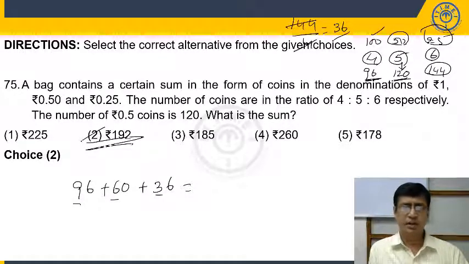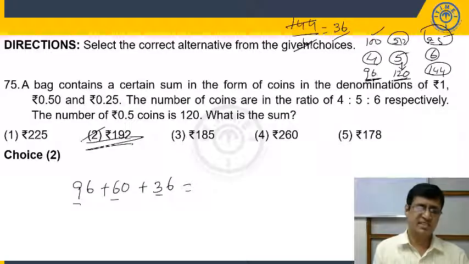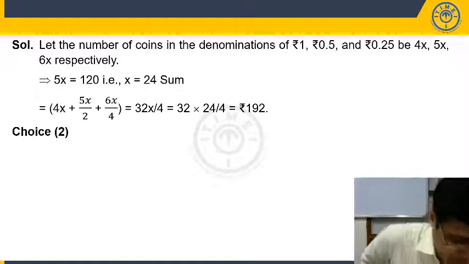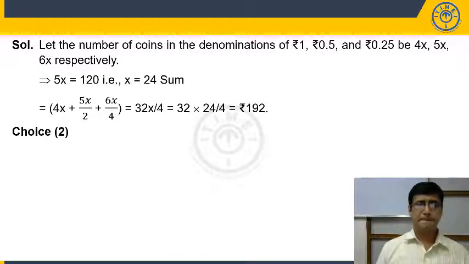What is the total? The total number of coins: 5 corresponds to 120, which means 24 times. 4 into 24 is 96, 6 into 24 is 144. So what is the amount? 96 into 1 is 96, 120 into half is 60, 144 into 1/4 is 36. The sum of all these numbers is 192. The right choice is option 2. The second choice is the right choice. Okay.